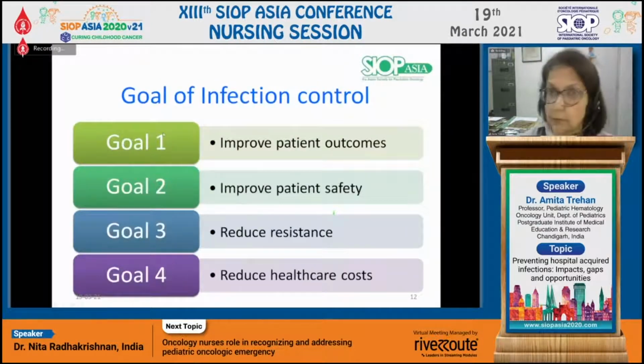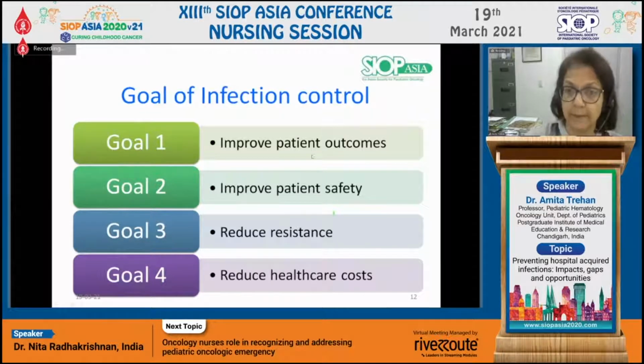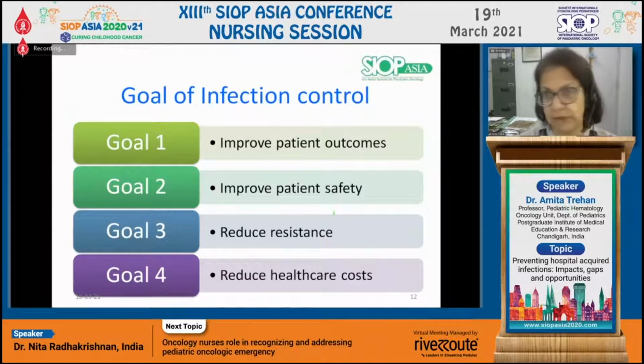So, when we say we want to do infection control, what exactly do we want? We want to improve patient outcomes. Naturally, the patient will not stay long in hospital, will not have too much infection, and patient safety improves. No one wants to get infections one after the other. Reduce resistance: we will use fewer antibiotics, and automatically that will cut short our problem.